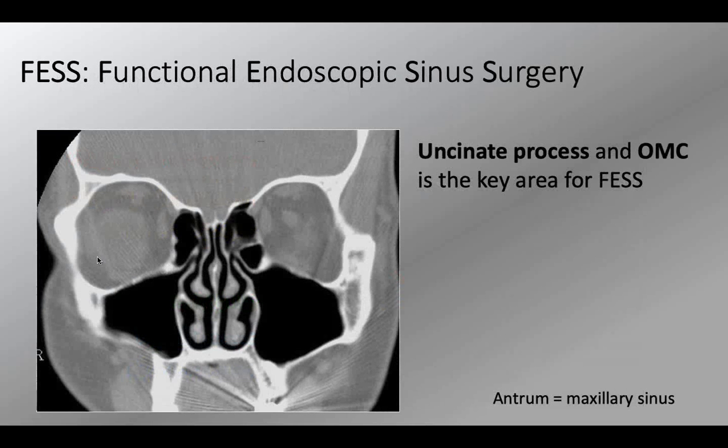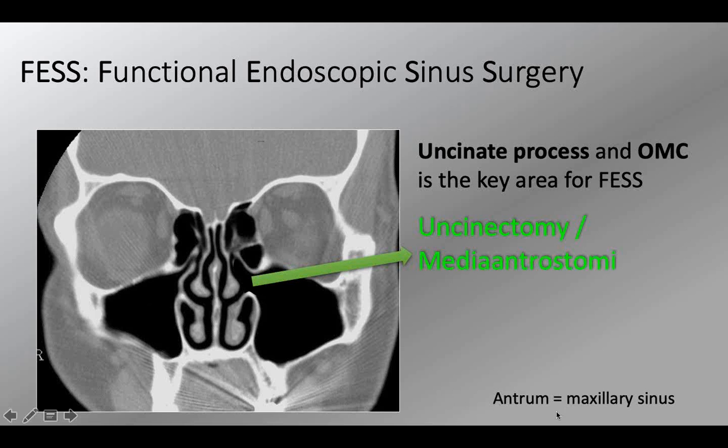Functional endoscopic sinus surgery. In this case, the uncinate process is a key area, as well as the OMC. And what the surgeons do, they remove the uncinate process, and this is referred to as uncinectomy. If they do a larger opening, they also call it mediantrostomy. And antrum is another word for the maxillary sinus.